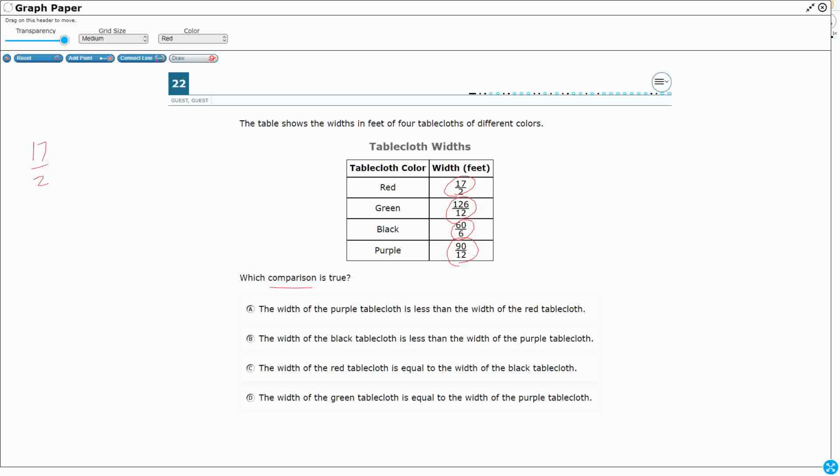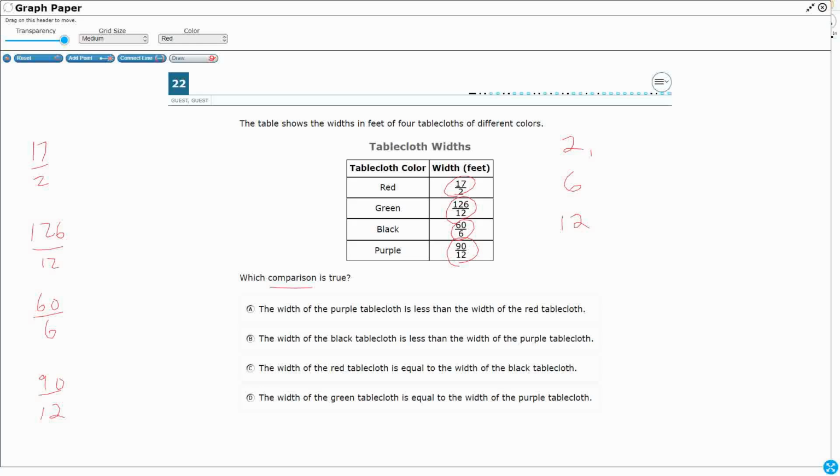We've got 17 halves. So we're going to need to look at that half. 126 twelfths, 60 sixths, 90 twelfths. So the biggest thing is to get each of these denominators to be the same thing, right? So I'm going to list out my 2s, my 6s, and my 12s.